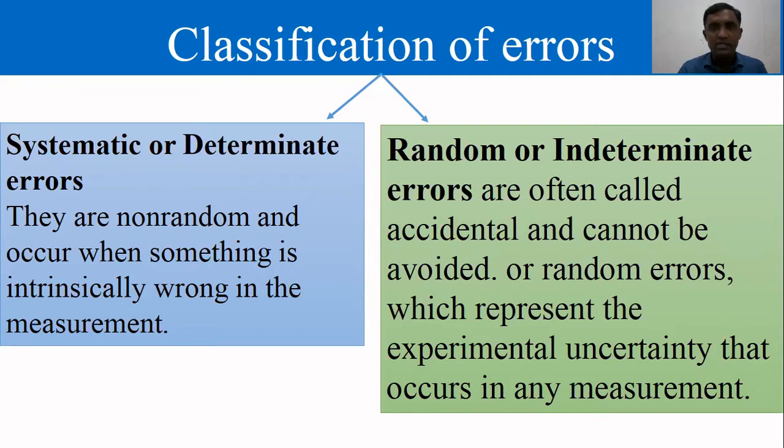Indeterminate errors are often accidental, and sometimes they cannot be avoided at all. Sometimes they may be present as background noise in several spectral characterizations. So we'll see the different types of systematic or determinate errors.